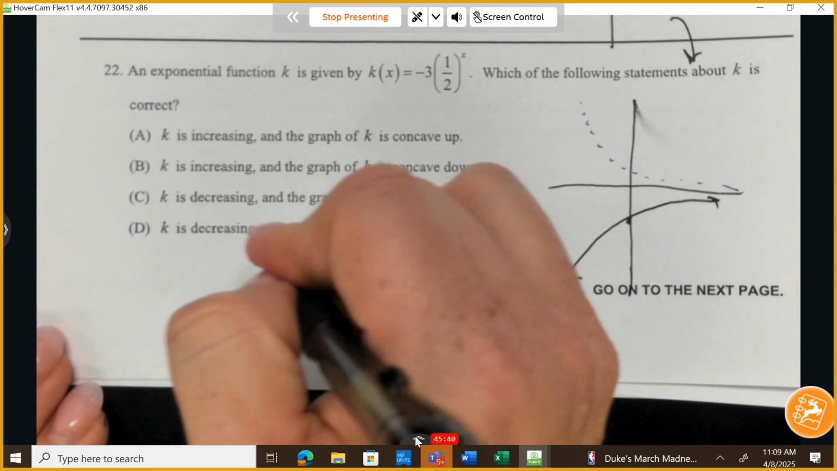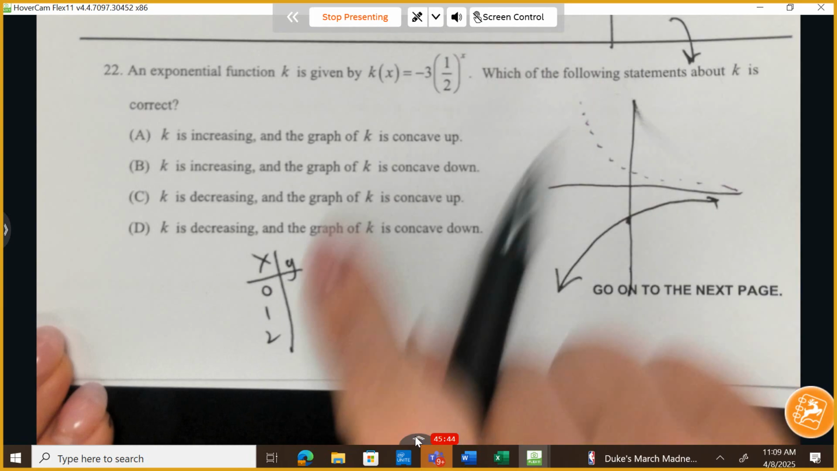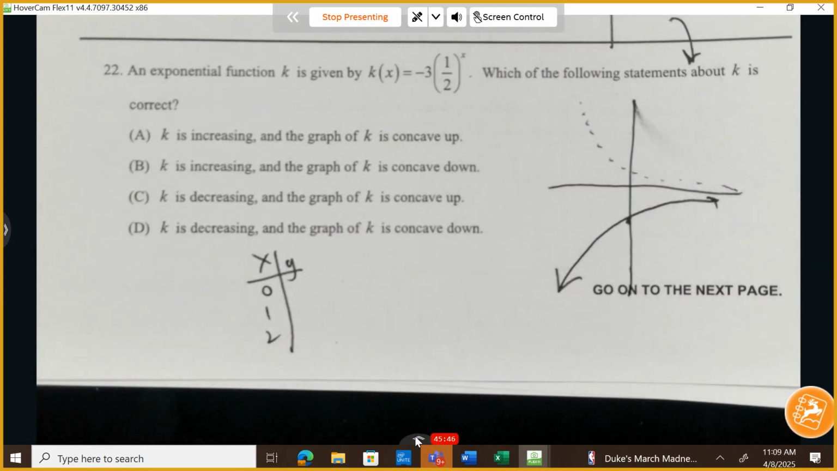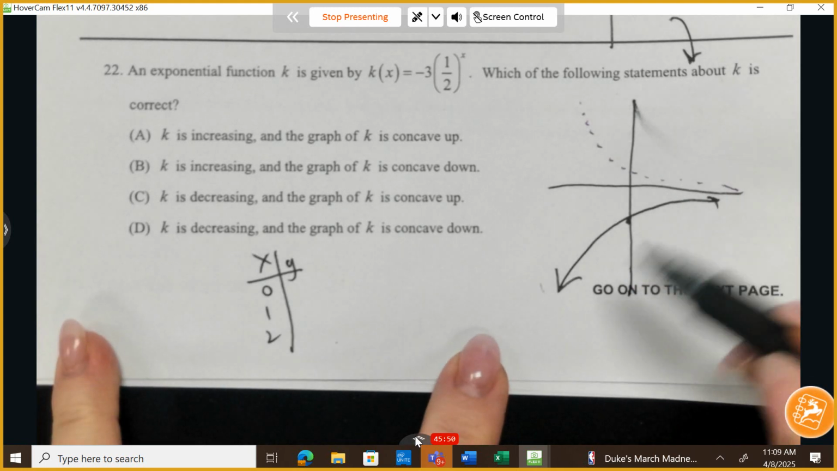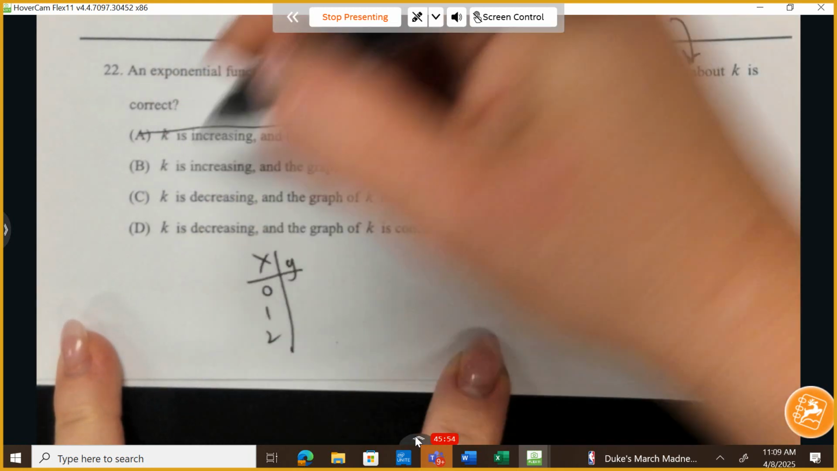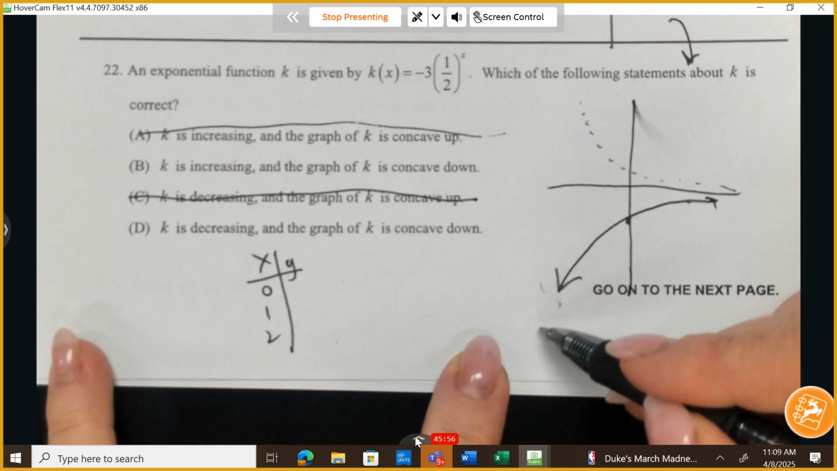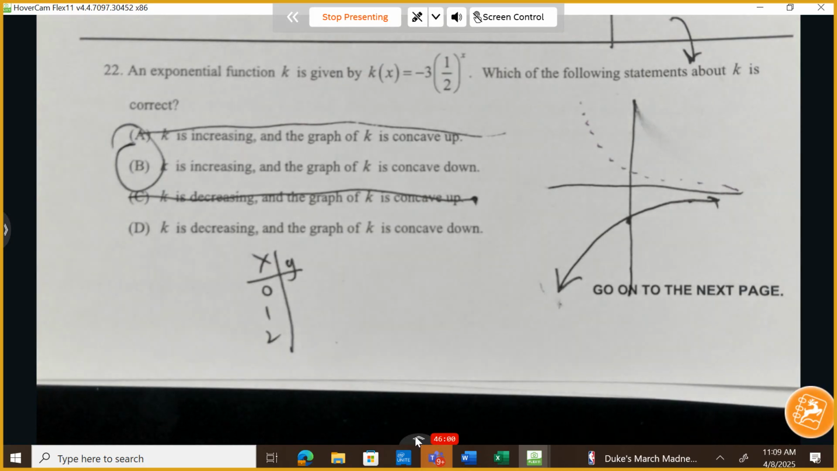Now, if you didn't know how to do that, you would take your xy and you literally start plugging in points and graphing them so you can see what this looks like if you had not memorized that. Now, let's look here. We're looking at this graph down here. I can see that this is concave down. So I'm crossing out A and I'm crossing out C. And from left to right it's going up. It's increasing. Correct answer for number 22 should be B.